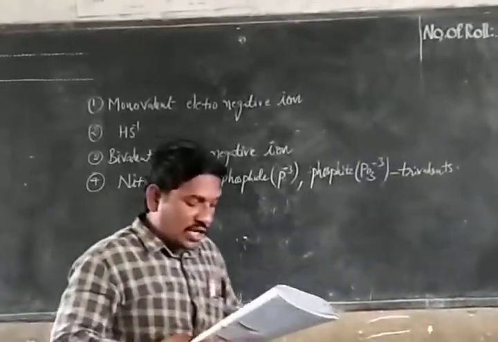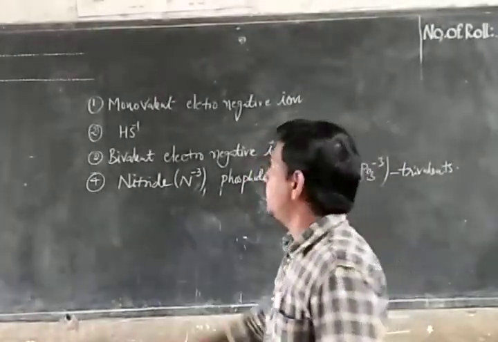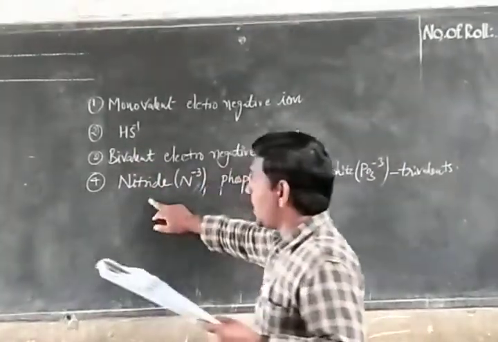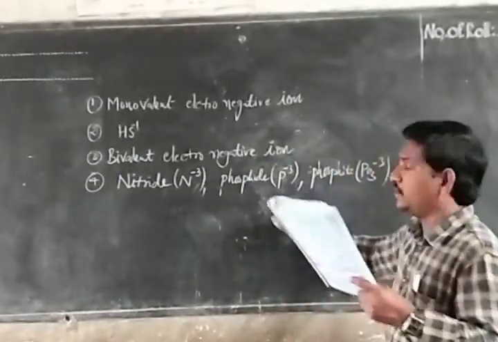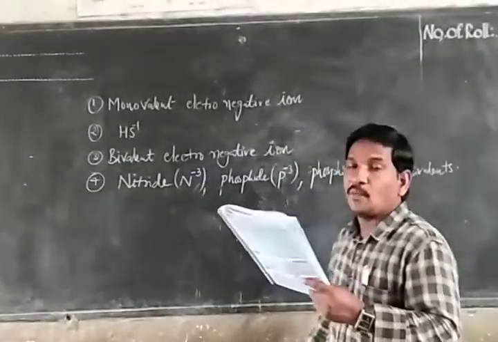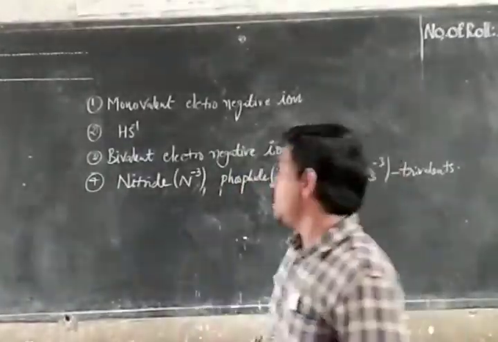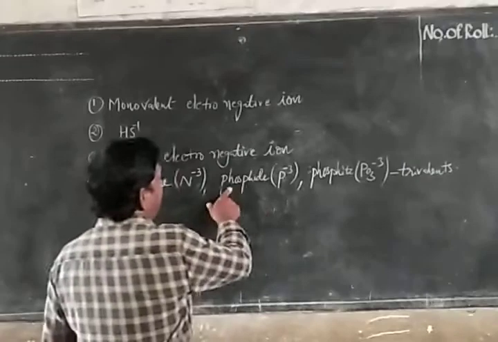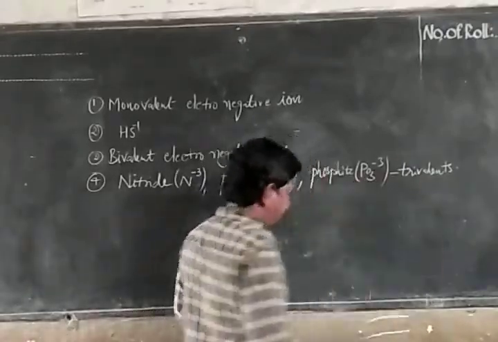Which of the following ions are trivalent? Nitride, phosphide, phosphate; these are not carbonate. These are the trivalents. Nitride means N minus 3, phosphide P minus 3, phosphate PO4 minus 3.